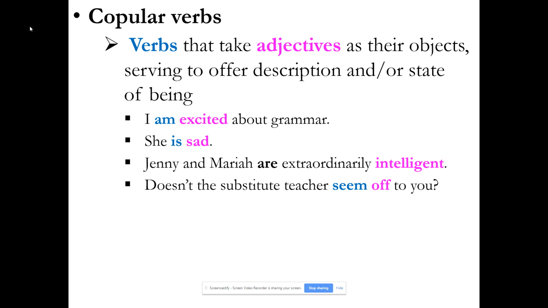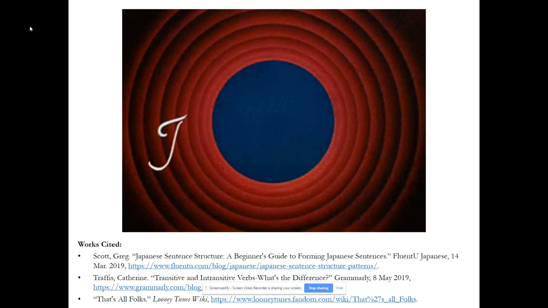There are others. Doesn't the substitute teacher seem off to you, right? Off in this case is behaving like an adjective, meaning like maybe not quite in her right mind or his right mind, right? I feel sick, right? So feeling in this case, right, it's a state of being, temporary state of being, and sick is an adjective.